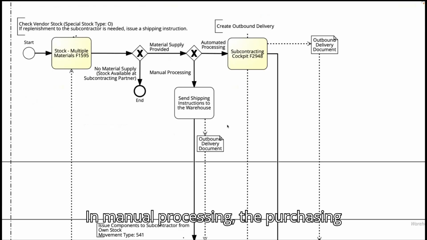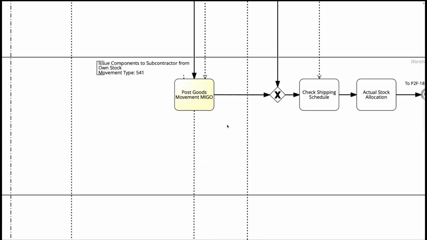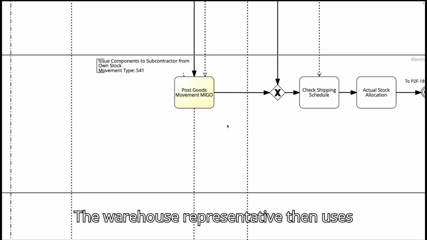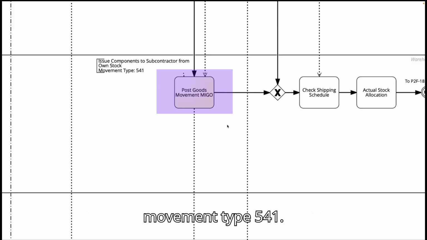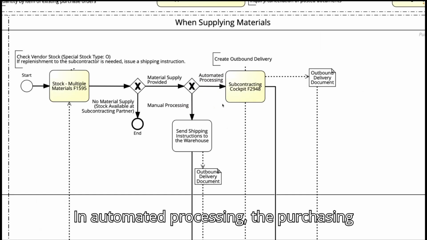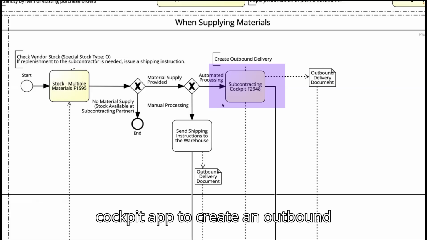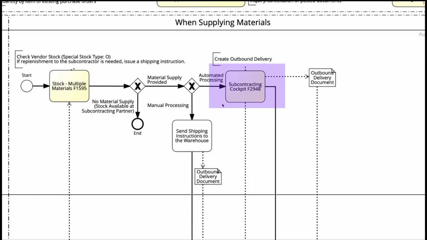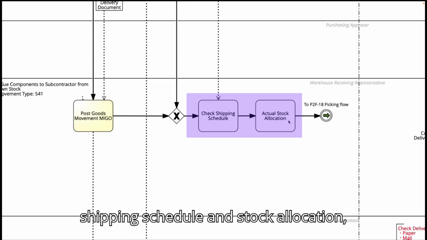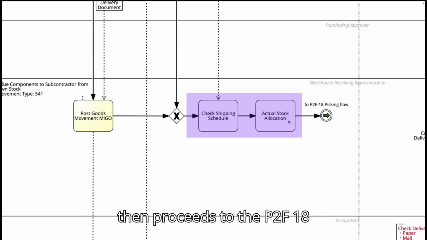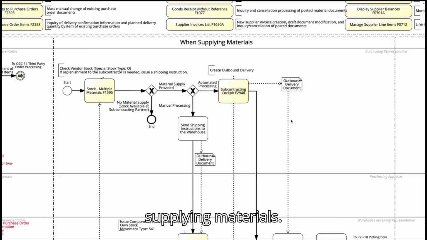In manual processing, the purchasing representative sends shipping instructions to the warehouse. The warehouse representative then uses the Post Goods Movement app to issue the components to the subcontractor using movement type 541. In automated processing, the purchasing representative uses the Subcontracting Cockpit app to create an outbound delivery directly. The warehouse representative uses the shipping schedule and stock allocation, then proceeds to the P2F18 picking flow. This concludes the section for when supplying materials.